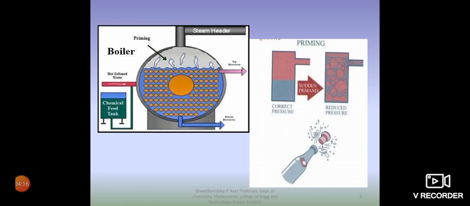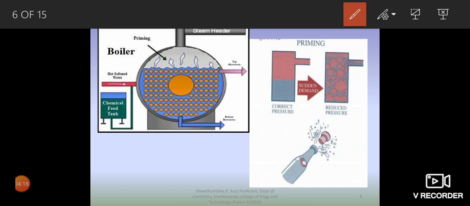The first diagram we are seeing here shows the schematic representation, or cross-sectional view, of a boiler. This area accounts for the steam generation area, where the droplets of water along with the salt present are carried away, and we call that particular process priming.